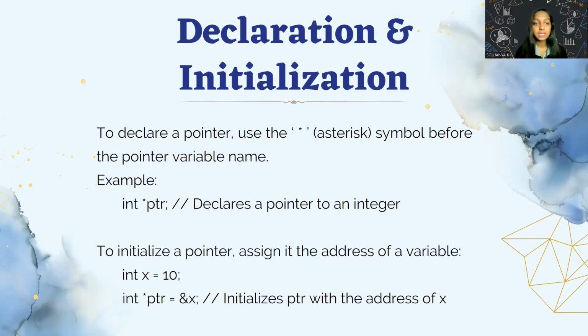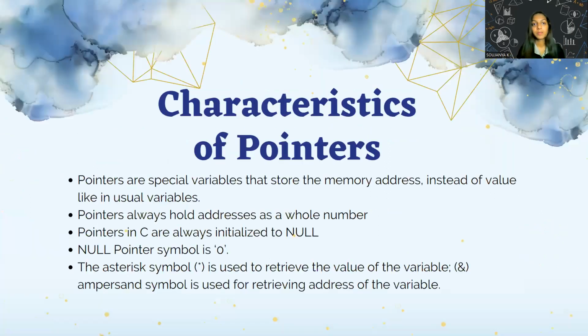To initialize this pointer, we assign the pointer the address of a variable. So we'll take int x = 10. Here x is a variable and it has the value 10. Then int *ptr = &x. By writing this statement, we initialize the pointer with the address of x.